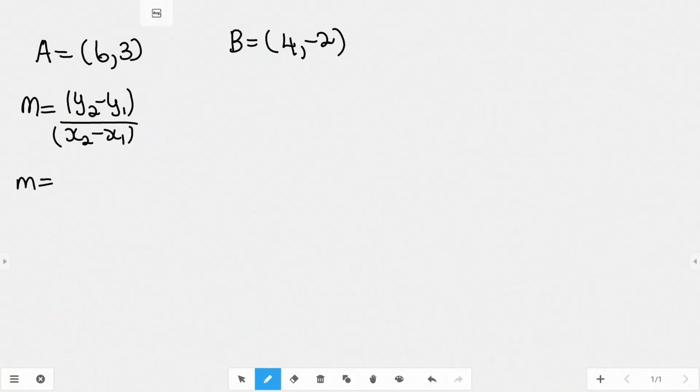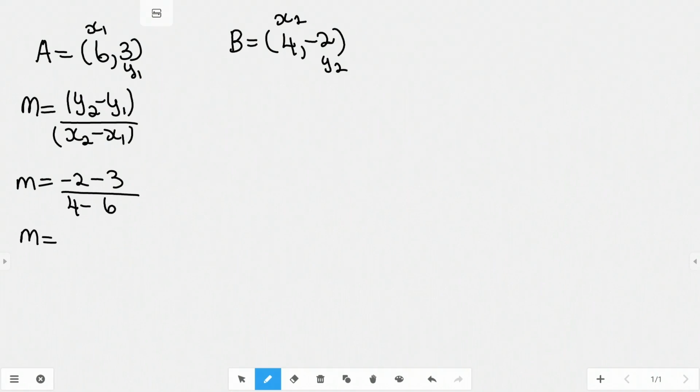Let's identify our x1, x2, y1, y2 points first. So the first point that we're given is the 1. So this is going to be x1 and this is going to be y1. The second point that we're given would be the 2. So this would be x2 and this is y2. So all we have to do now is substitute. y2, negative 2, subtract y1, 3 all over x2, 4 subtract x1, 6.